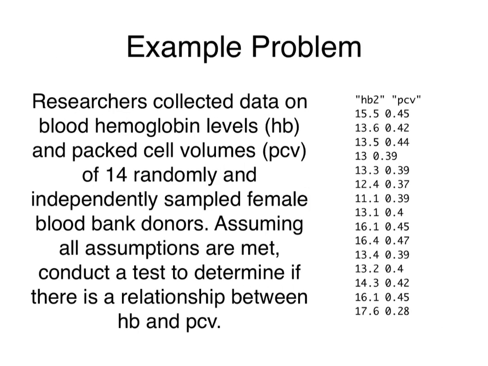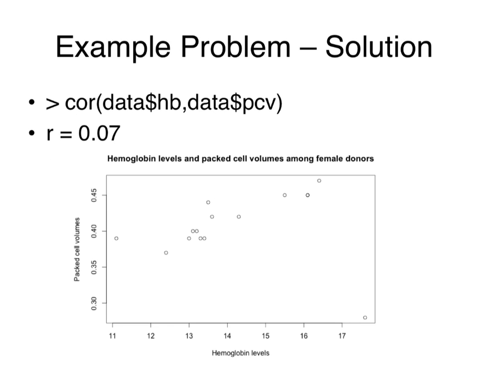Here's another problem. Researchers collected data on blood hemoglobin levels, HB, and packed cell volumes, PCV, of 14 randomly and independently sampled female blood bank donors. Assuming all assumptions are met, conduct a test to determine if there's a relationship between HB and PCV. So again, we have two numeric variables.